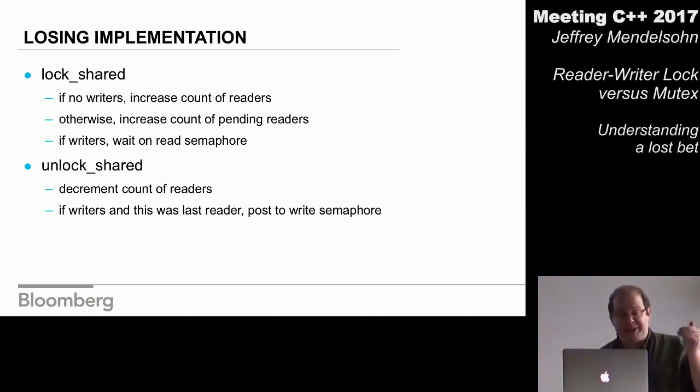And to unlock, he decrements the count of readers. And if he's sort of the last guy in the bar, he closes the door. If he's the last reader and there is a writer, he's going to post to the write semaphore. The readers before him who exit don't need to do that and shouldn't do that. All right, so if there's no questions, I'll move into its performance.